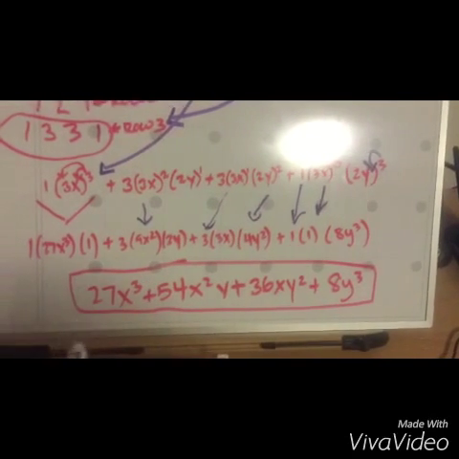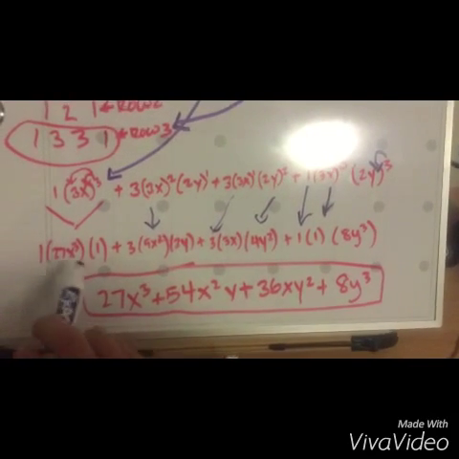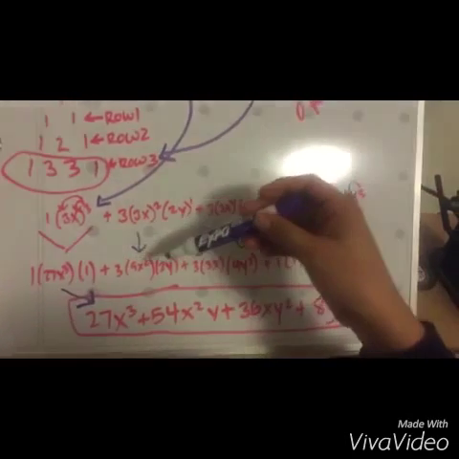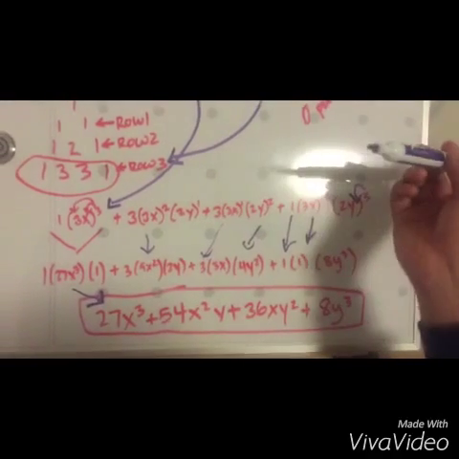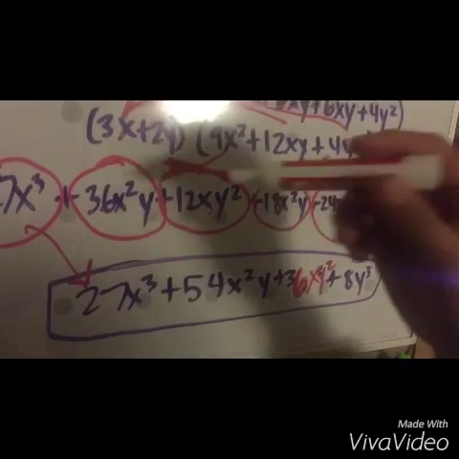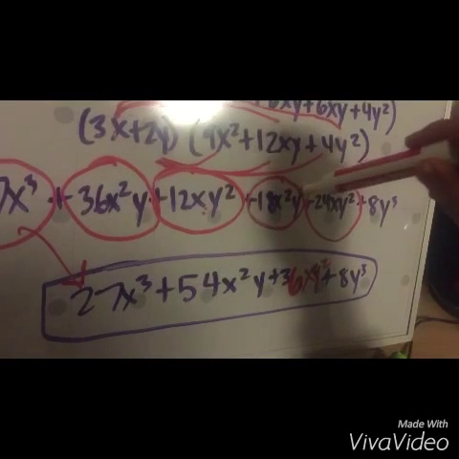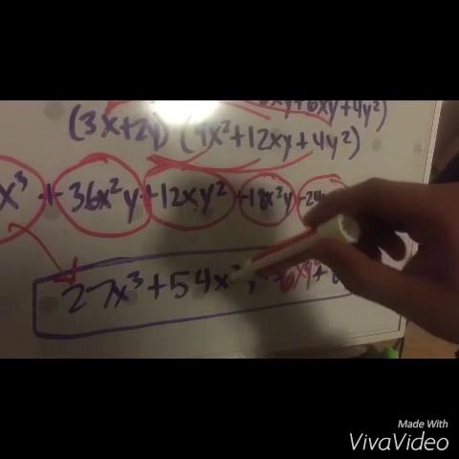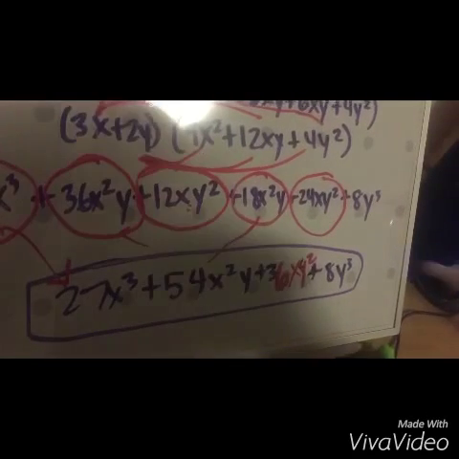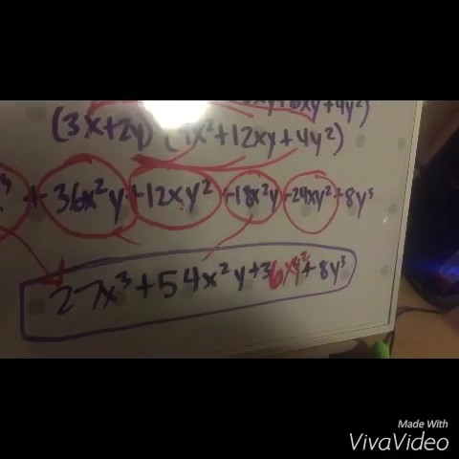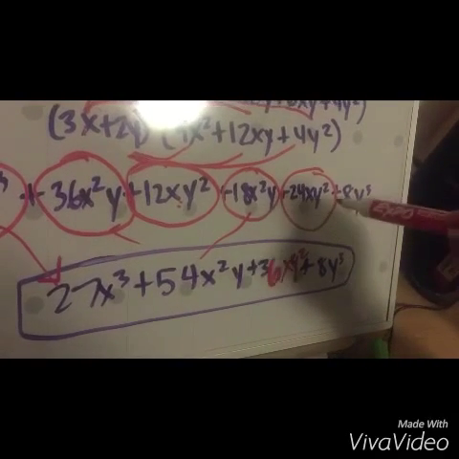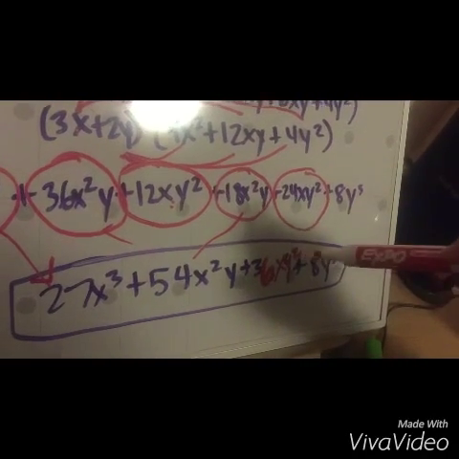We get that because of 27x to the third right here, and then we just combine all the like terms and it becomes this answer. Alright, so 36x squared y plus 18x squared y becomes 54x squared y, because we combined these right here. The next one, we would find the same like terms, which would be 12xy squared plus 24xy squared, which would become 36xy squared.